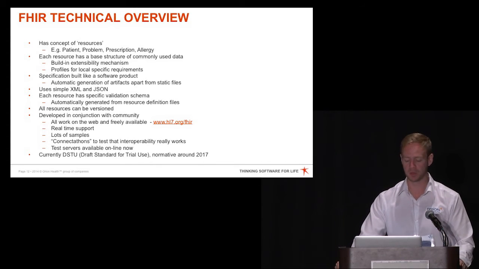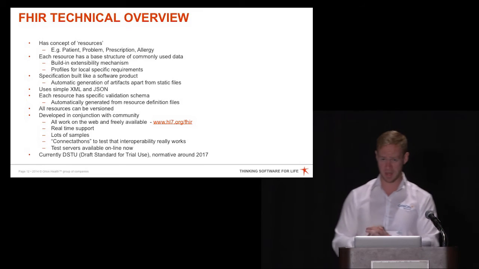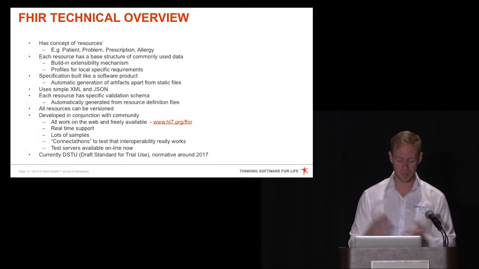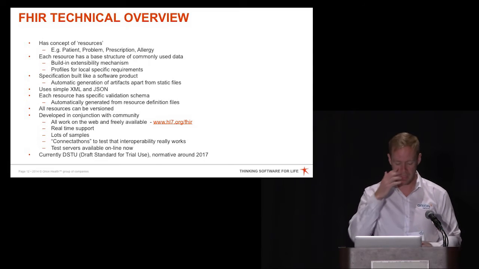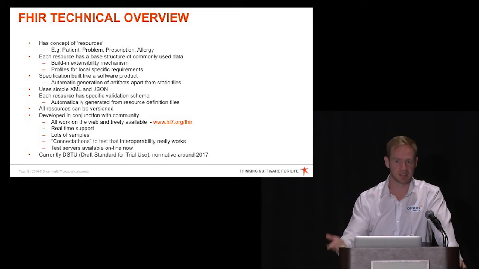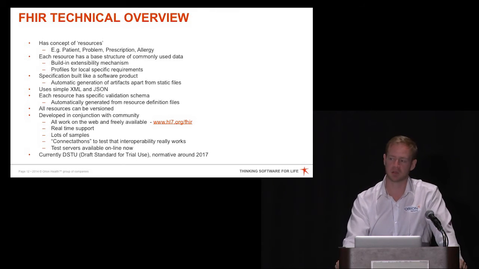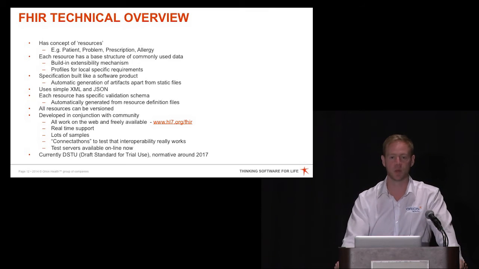So for a technical overview, I'm going to get into resources now. That's probably the thing that is most confusing. But the idea is that each resource is a discrete unit of data that makes sense from a clinical perspective. You know that there's a patient resource, a problem resource. This is data that actually makes sense to people. And each resource has a base structure of commonality, so it has that extensible mechanism built into it. The profiles for local specific requirements, like that example that I talked about. If you have a flat in London, that's not part of the base resource, but you're able to extend it and let you know that a flat is a way of expressing the apartment number if you're in Europe, for example.